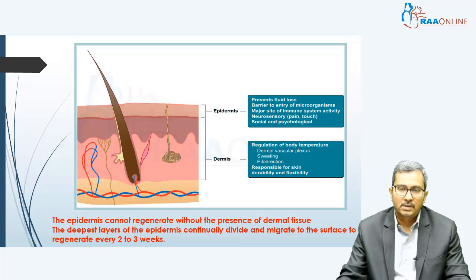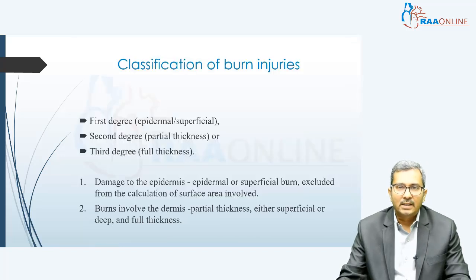Coming to the dermis, the major blood vessels which supply blood to the epidermis are present here. It is responsible for the durability and flexibility of the skin and is also important for thermal regulation. In burns patients, the most important part is maintaining temperature, which is going to be damaged if the burn involves the dermis also. So, when we see these structures, we can conclude that the epidermis cannot regenerate without the dermis, because the dermis contains the blood supply to the epidermis. The deeper layer of the epidermis continually divides and migrates to the superficial layers, regenerating every 2-3 weeks in a normal scenario.